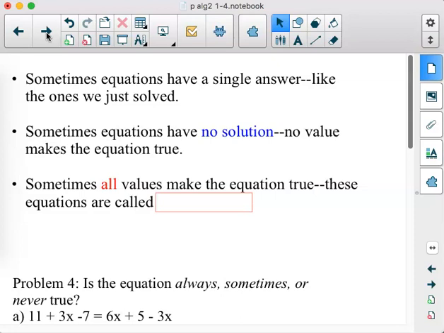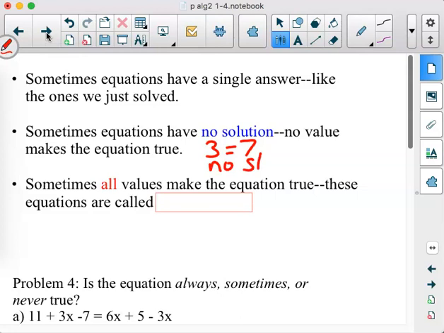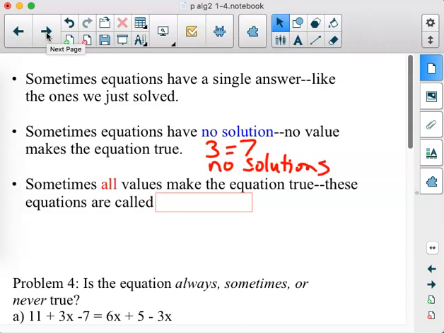Now we're going to know that because we're going to start solving and we're going to get to a point where we see something that says nonsense. 3 equals 7. No, it doesn't. It never does. So this would have no solution. So if you get a nonsensical answer, your x's are gone, and you get a statement that is completely false, you have no solutions.